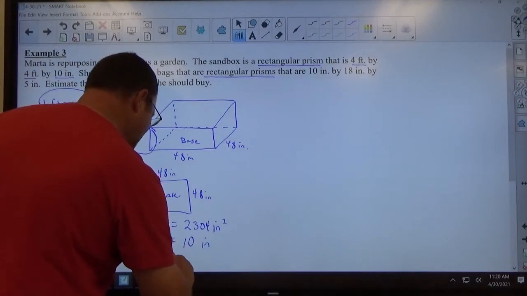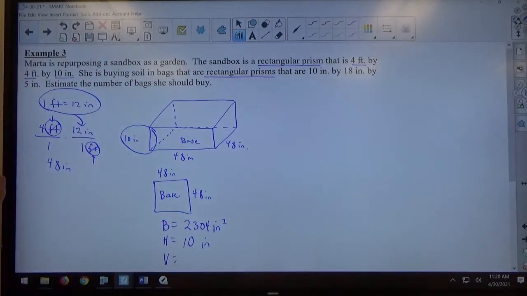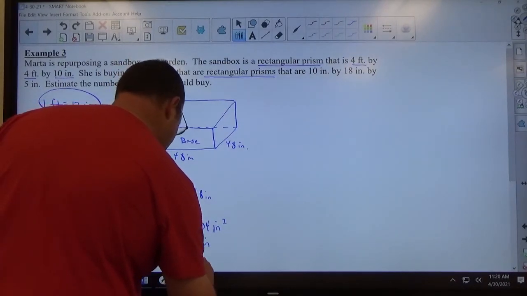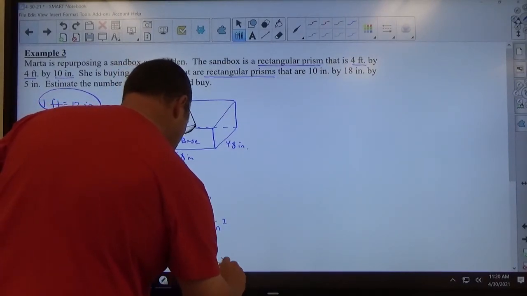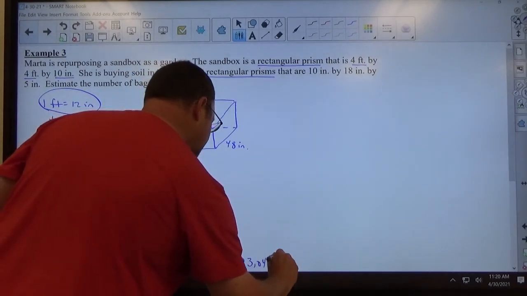So the volume of the sandbox is going to be area of the base times the height, 2,304 times 10, which is equal to 23,040 cubic inches.